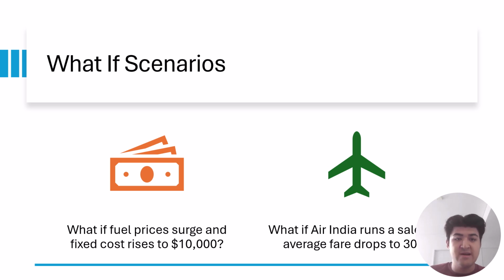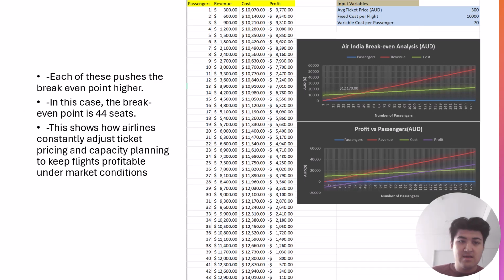I didn't stop there. I ran some what if scenarios to test the sensitivity. What if fuel prices surge and fixed costs rise to $10,000, or what if Air India runs a sale and the average fare drops to $300? In each of these cases, the break-even point goes higher, from 30 passengers to 37 or even 44, depending on how much costs rise or ticket prices drop.